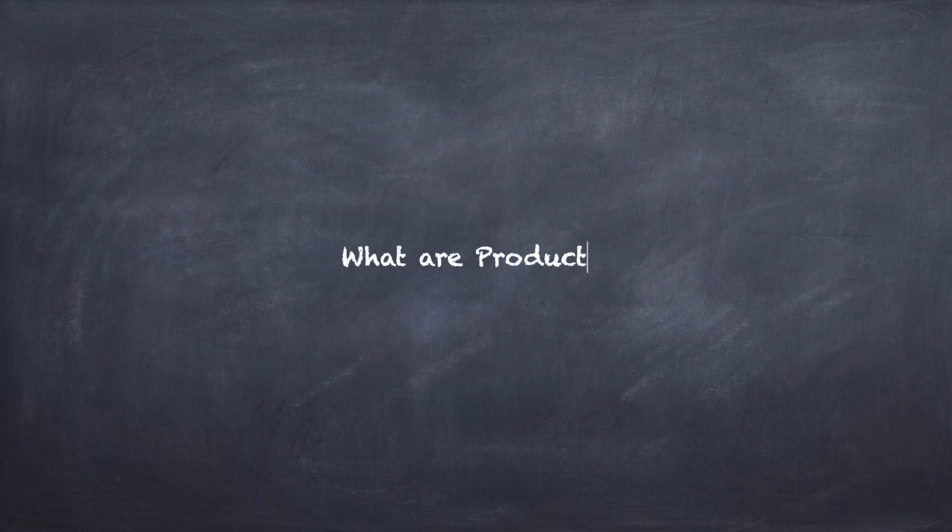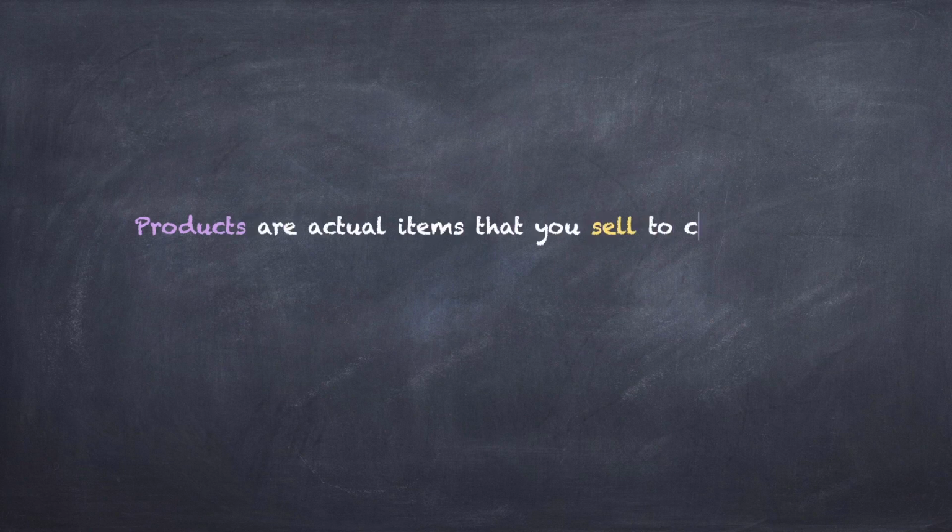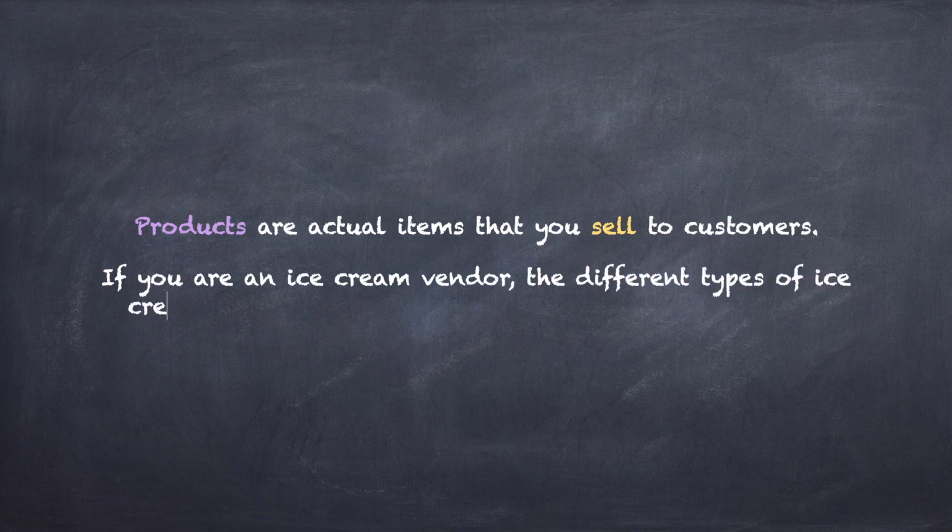company. Now, what are products? Products are actual items that you sell to customers. Now, if you are an ice cream vendor, the different types of ice creams you'll be selling would be your products.